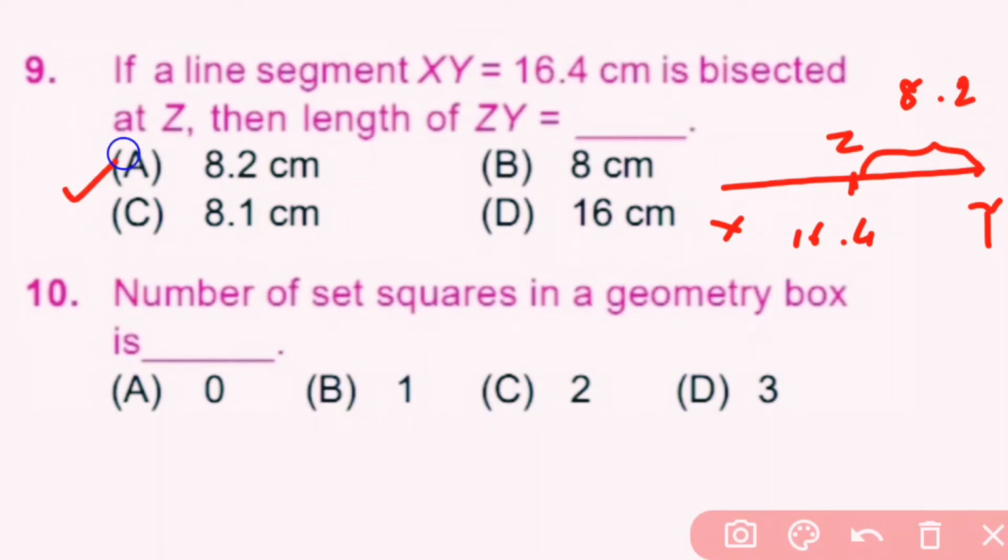Question number 10. The number of set square in a geometry box is dash. Number of set square in geometry box is 2.